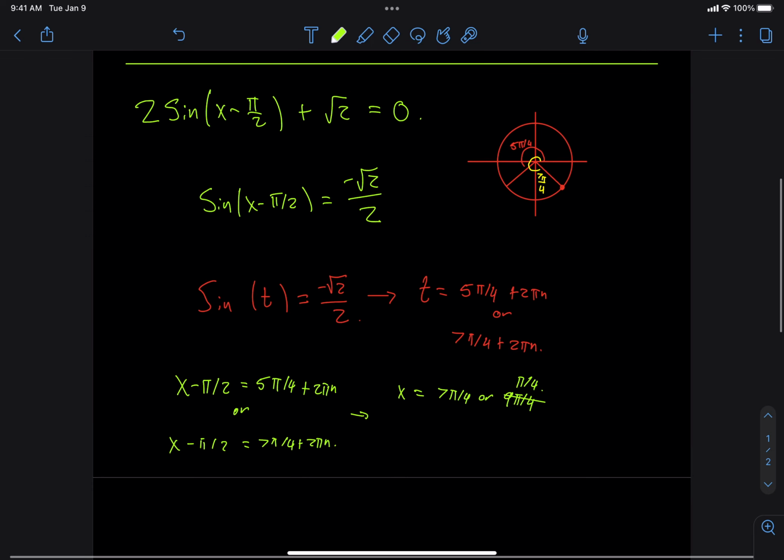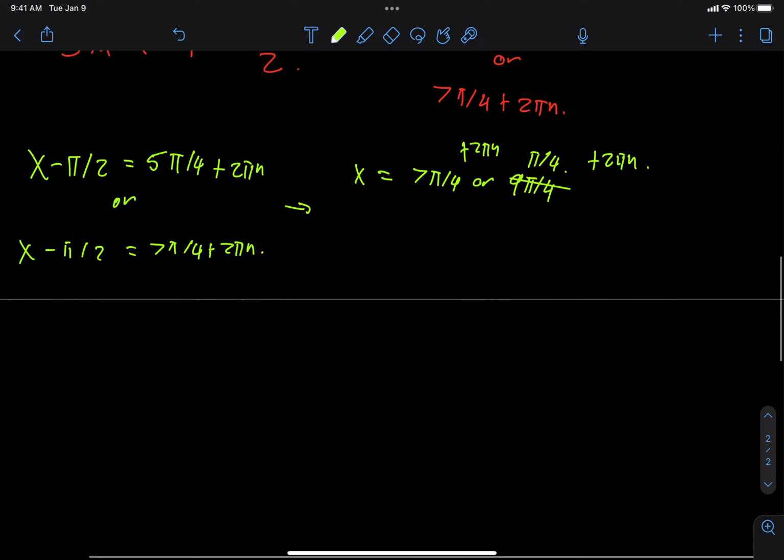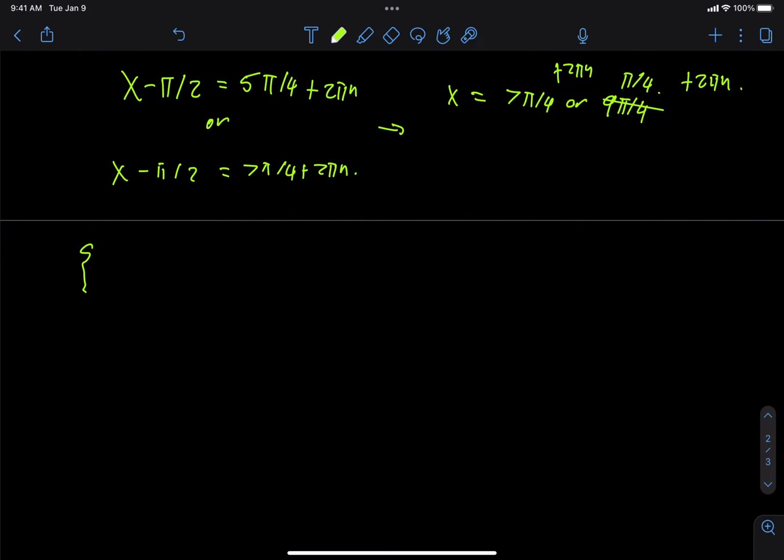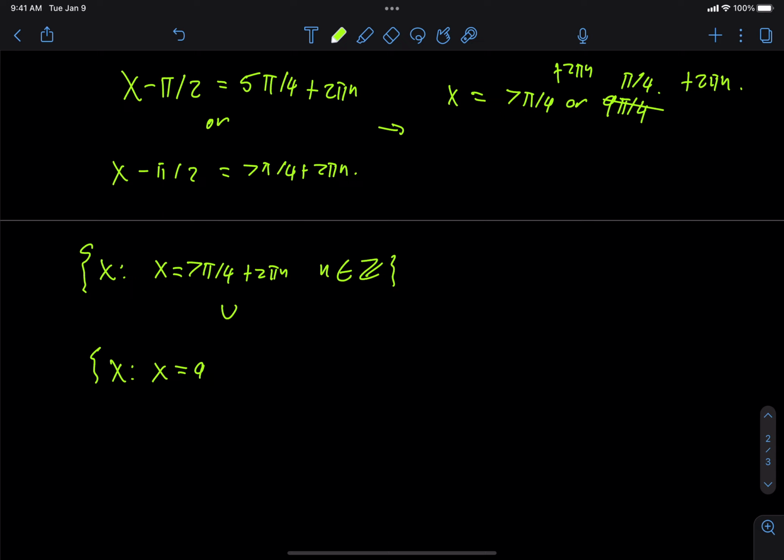Okay, so what is my game here? My game is to write down all of the solutions which are between 0 and 2 pi, and then I'm going to add 2 pi n to each of them. Okay, so if I was going to write down the solution set, it would be something like this. It would be x such that x is equal to 7 pi over 4 plus 2 pi n, n is in Z, union x such that x equals, not 9, but just pi over 4 plus 2 pi n, n is in Z.